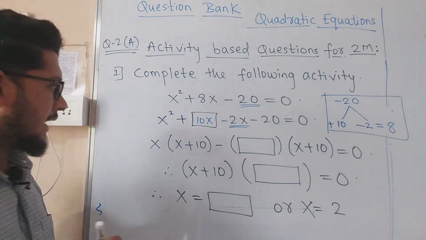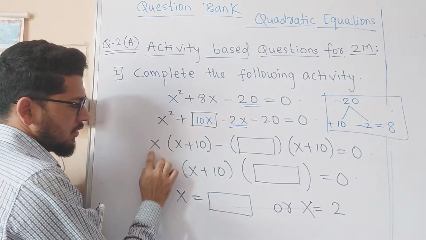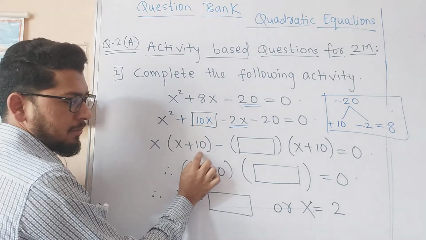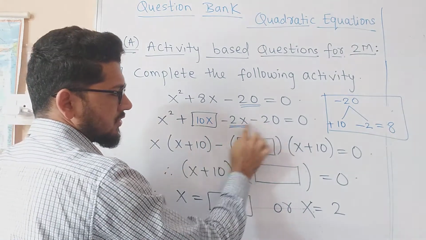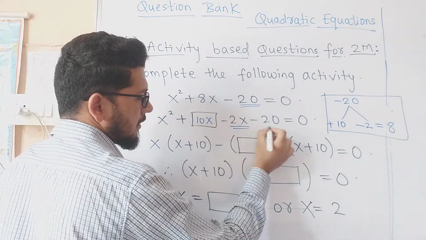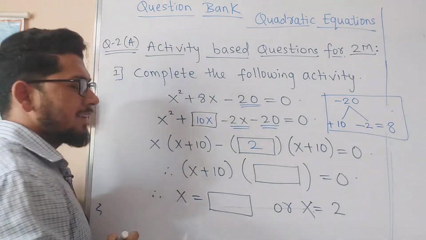After that, when you take x common from these two terms, x is outside, and x remains in one place and 10 remains in the other. In the same manner, which term will be common from the other two terms? We have to take 2 as the common part.